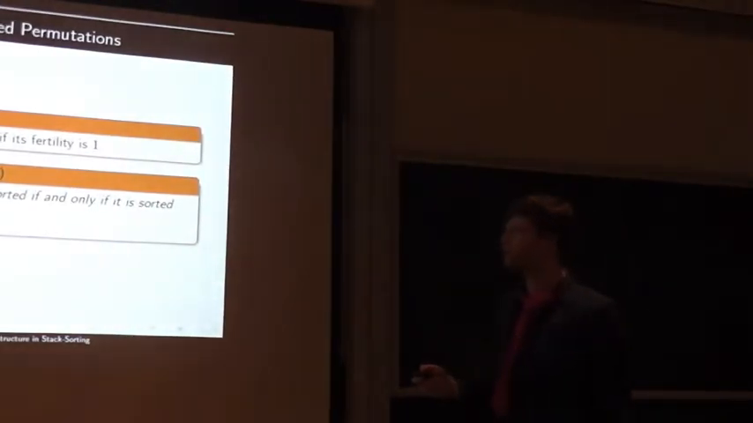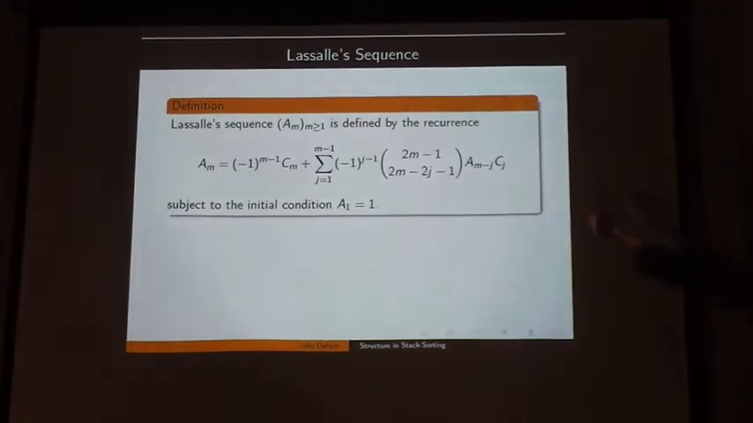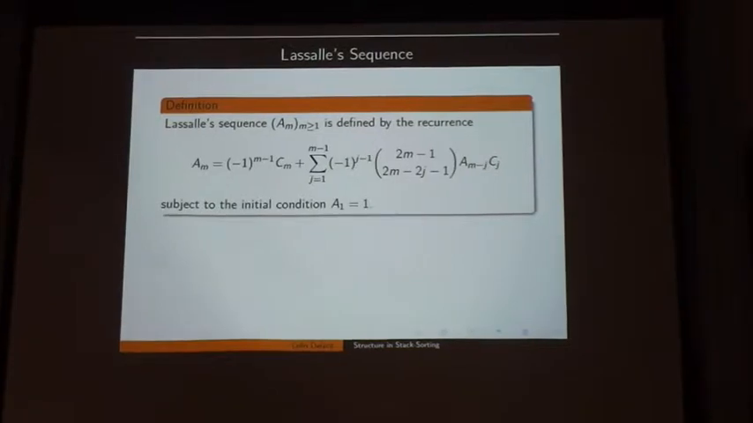And so it turns out that this is given by something called Lassalle's sequence. You don't have to digest what this is. This is some recurrence relation. It's not really too important what it is, but it's defining some sequence A sub m. And I don't know exactly how this came about. Maybe Professor Zeilberger can tell me more about this after the talk.